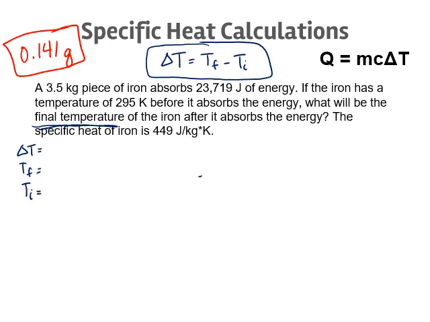Now, let's see what it gives us. Temperature final gives us the question mark. That's what it's looking for. The change in temperature, we are unsure of at the moment. And the initial temperature, it tells us right here in the problem: the iron has a temperature of 295 Kelvin before it absorbs the energy. 295 Kelvin is going to be our initial temperature.